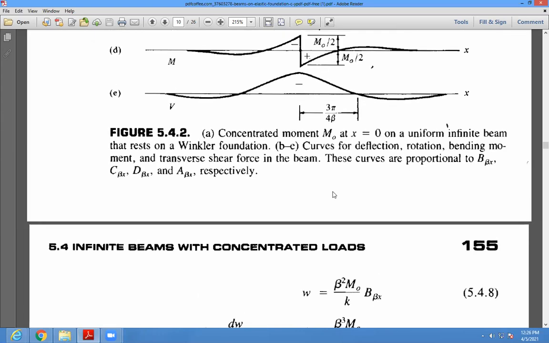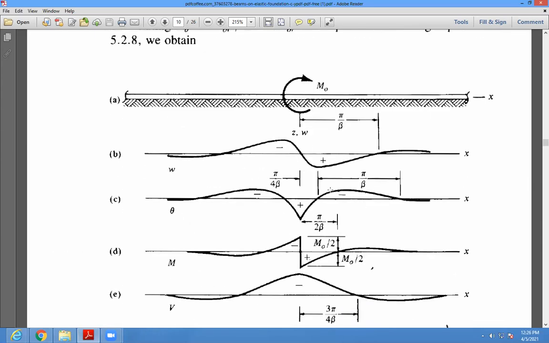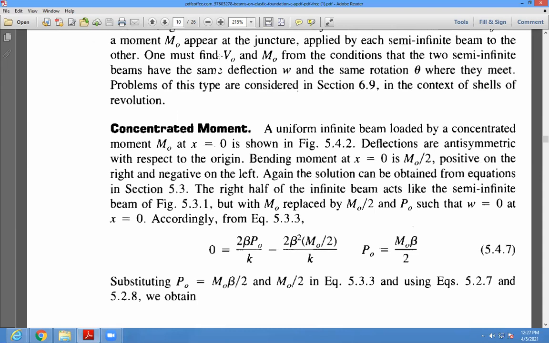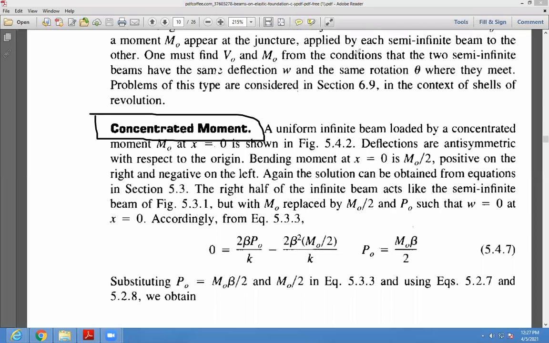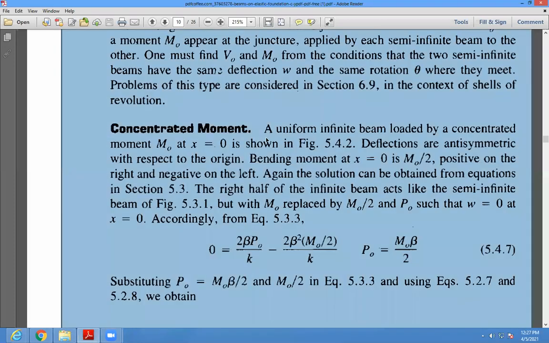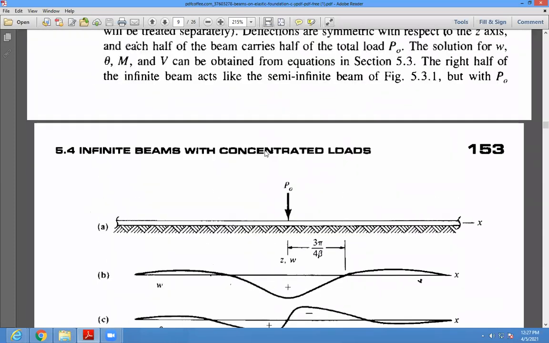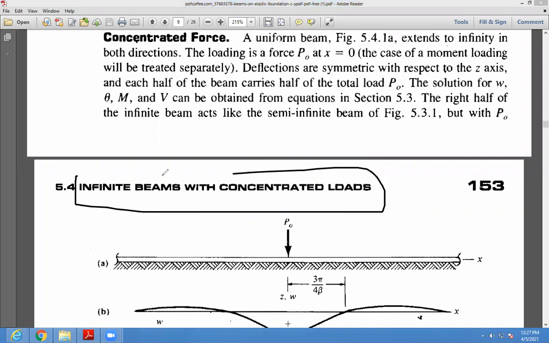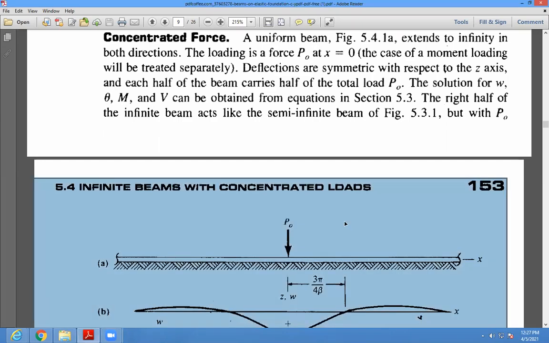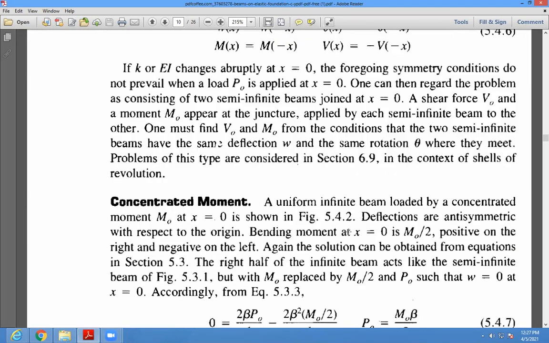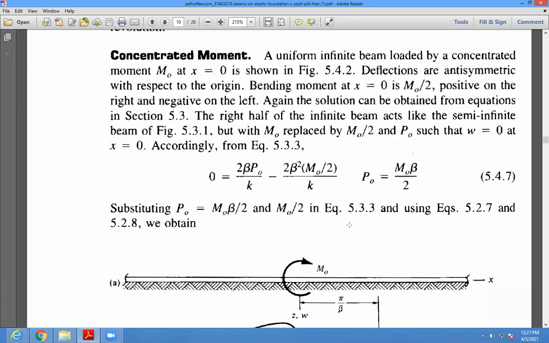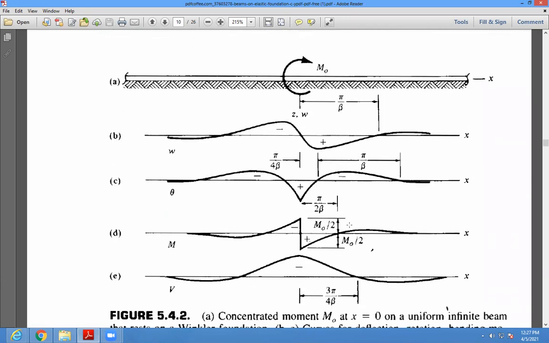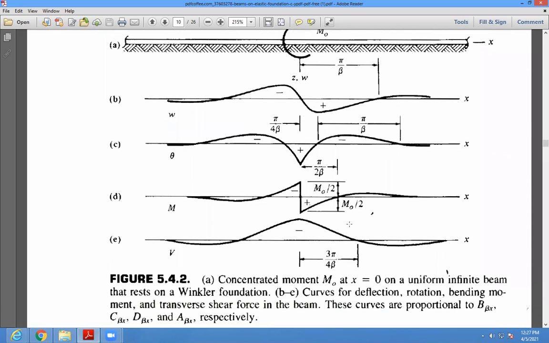So please write down the heading: infinite beam with concentrated moment. Then draw these figures and write down the description.